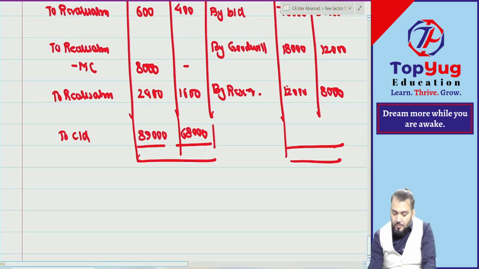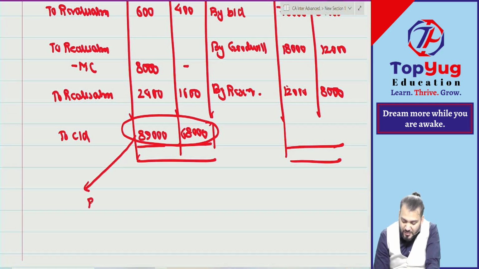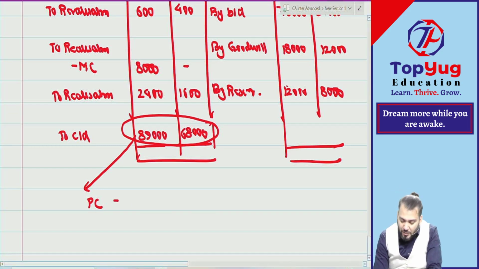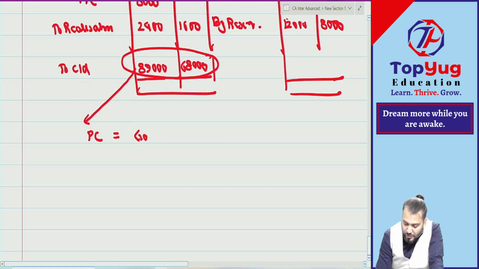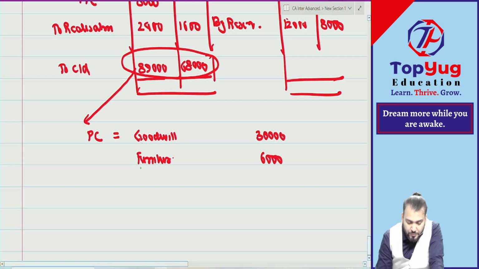Understood? This is the amount payable to whom? Partners. So this is equal to PC, purchase consideration. Amount payable to partners is PC. Let's check whether it is correct or not. What are the assets taken over? Goodwill is 30,000. Furniture taken, how much? 6,000. Then stock taken.